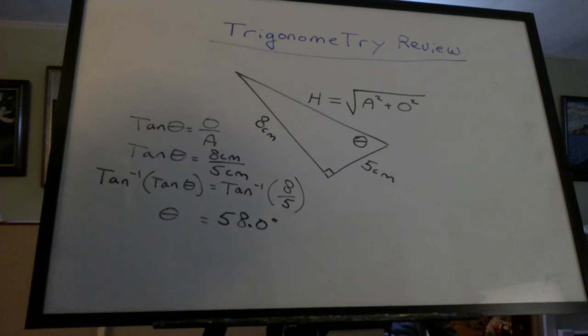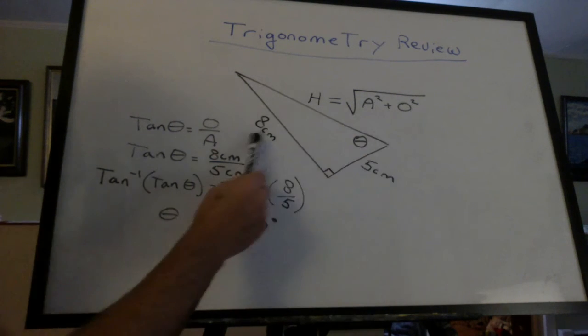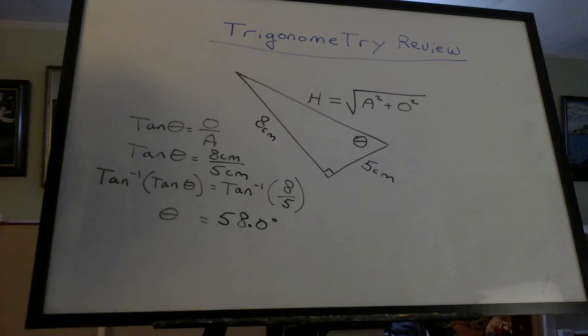Hey, we don't even need trig to solve for the hypotenuse. We could use the adjacent side squared plus the opposite side squared, square rooted to get h.